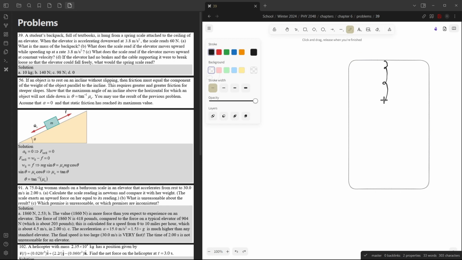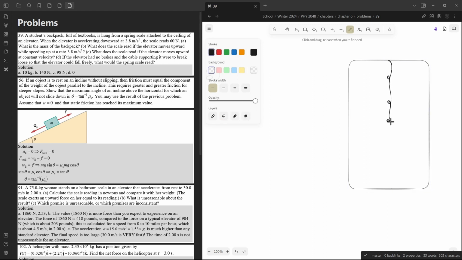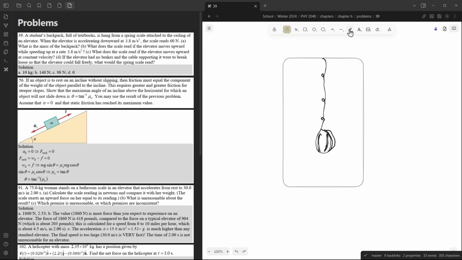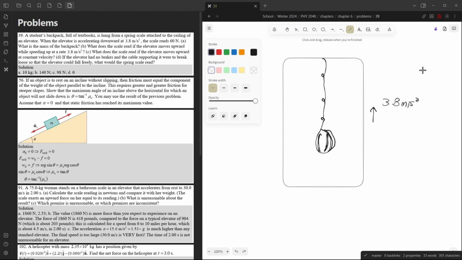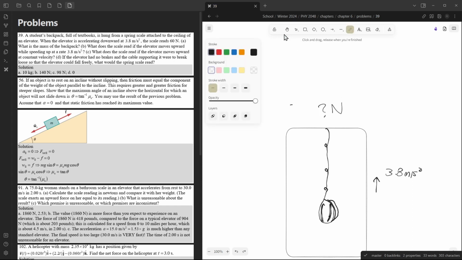So now the spring is like really stretched. It looks all distorted and stuff. Then your backpack is right here. It's like, whoa, slow down. But the elevator doesn't care. It's worried about going upward at 3.8 meters per second squared. And then we have an unknown force on the scale, and it's asking us to calculate that, right?